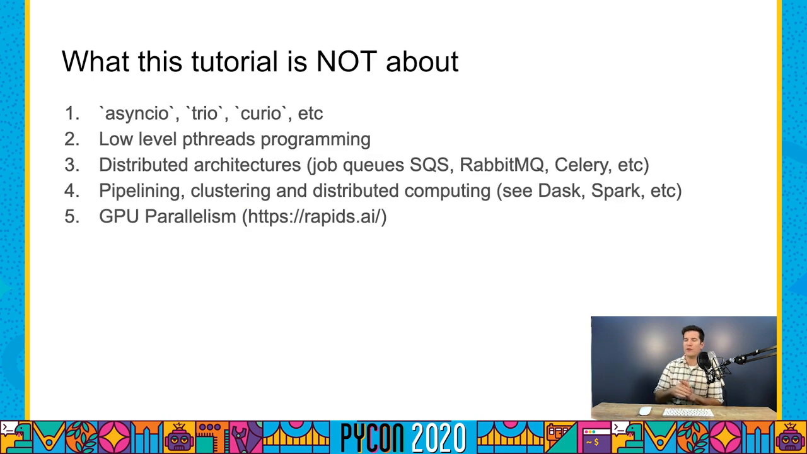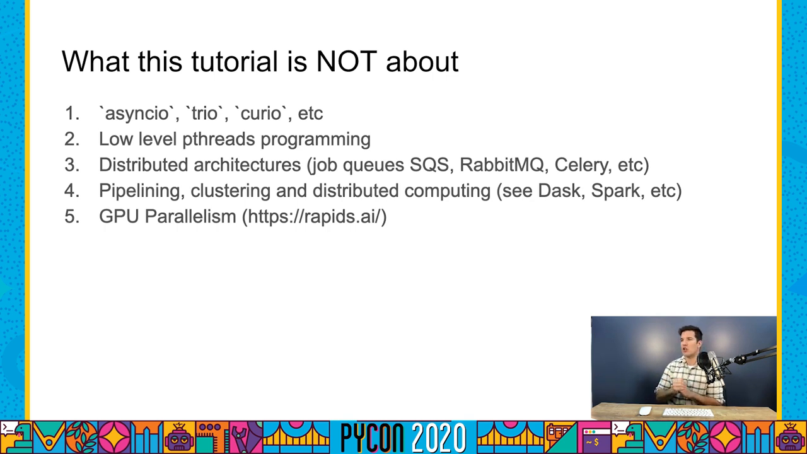But again, it's important first to understand why we need to do concurrency, why we need to write concurrent programs. Let me start first telling you what this tutorial is not about, okay? Because it's important for me to set the expectations, so you know what we're gonna be talking about and what is going to be out of the scope.